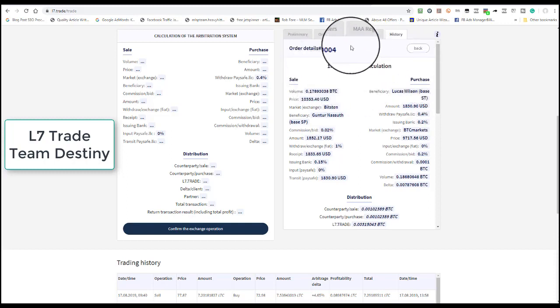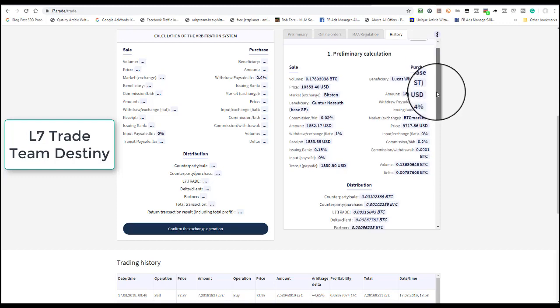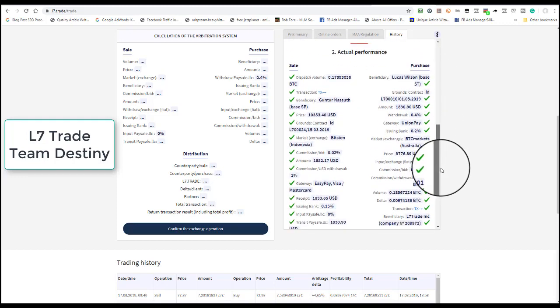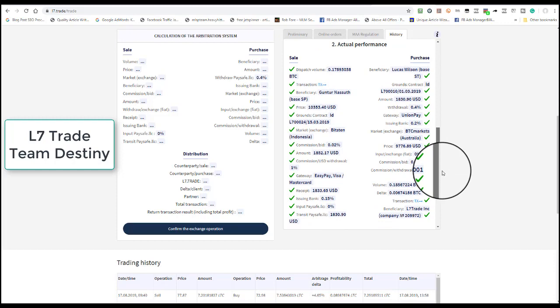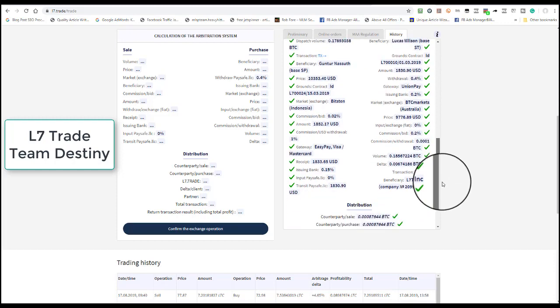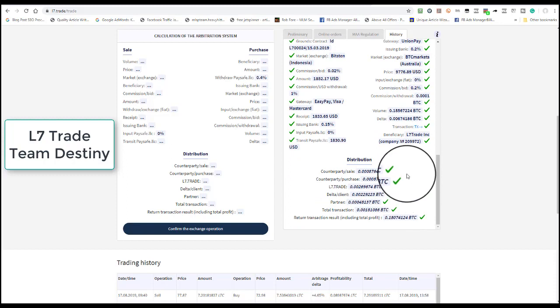Notice it has preliminary calculation, which is what they tell you before the trade is actually taken. But what's most important to calculate the profit is you need to scroll down to actual performance. And there's two numbers that you're going to use here. You go all the way to the bottom, and that's the mistake I made. You're looking for delta for the client, which is the net profit that you're going to make. So be sure and go all the way to the bottom where it says distribution, and you're going to take this number and put that into the calculator.